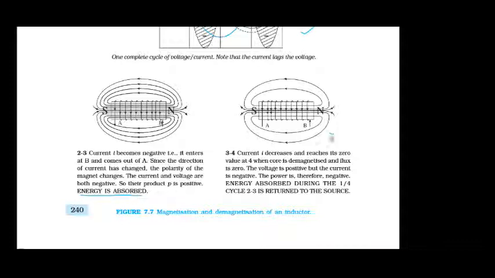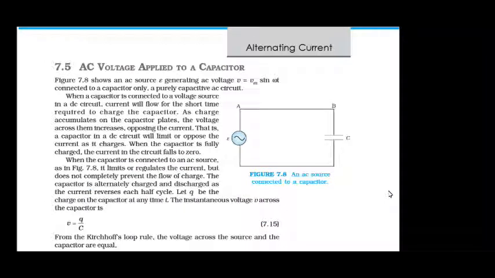In this figure, current I decreases and reaches 0 value at 4 when the core is demagnetized and flux is 0. The voltage is positive, the current is negative. The power is therefore negative. Energy absorbed during the quarter of the cycle is returned to the source. So section 7.5, AC voltage applied to a capacitor, we will do in the next class.